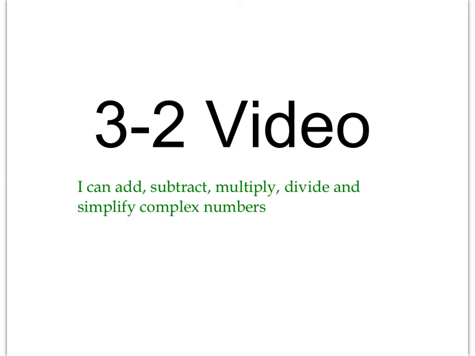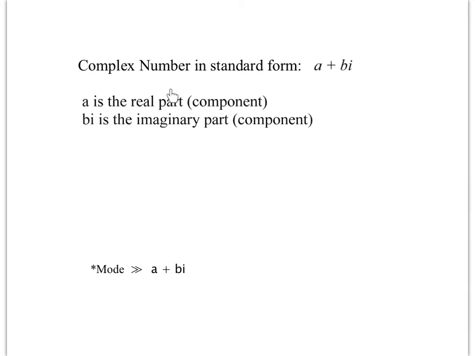Alrighty, let's go. A complex number, an imaginary number, in standard form is written a plus bi, where a is the real part and bi is the imaginary part. An example would be something like 3 plus 2i, or negative 4 minus i. In the first, 3 is the real part and 2i is the imaginary part. In the second, negative 4 is the real part and negative i is the imaginary part.